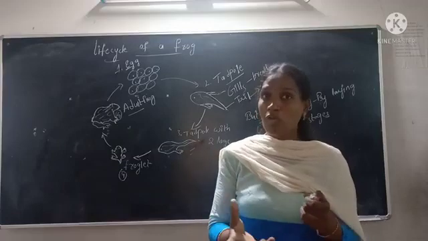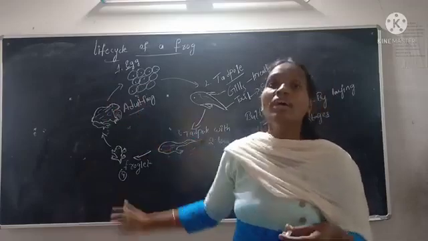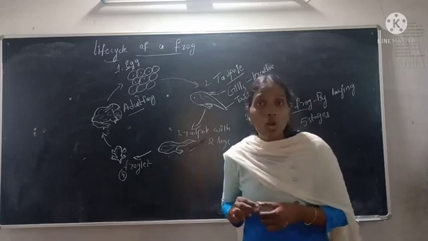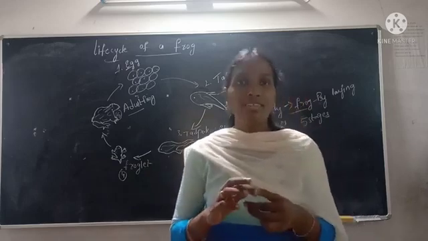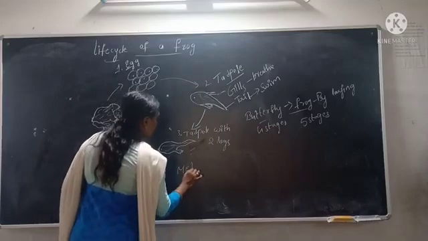For example, the young one of a butterfly is a caterpillar, right? Here you can see that the young one of a frog is a tadpole. These are completely different from the adult. We can call that process metamorphosis.